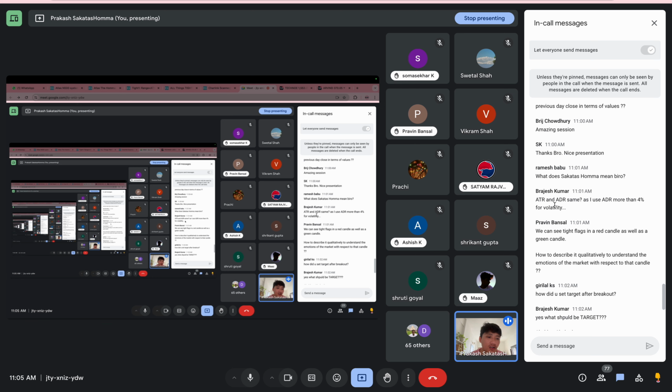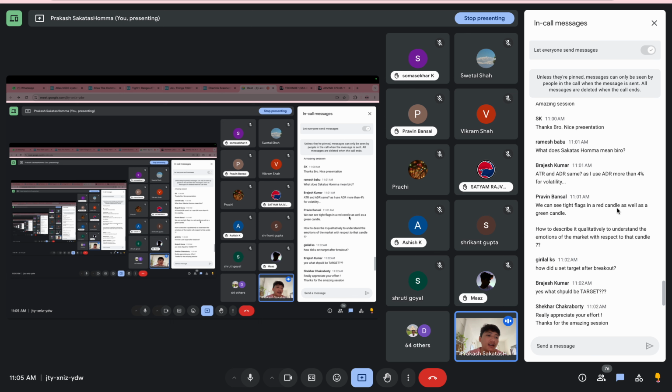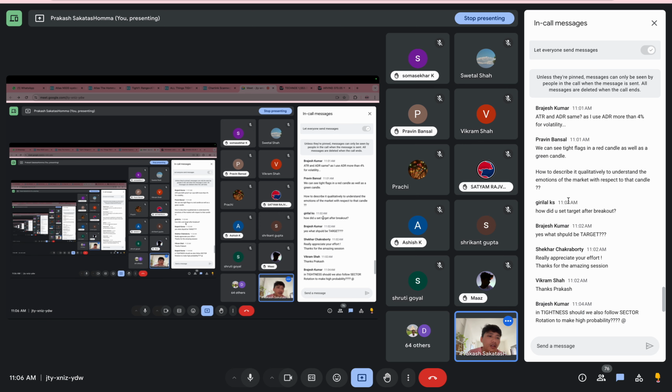ATR and ADR are not the same. ATR is average true range, which takes care of any gap movements, but ADR will only give you the daily range. So that's the difference. We can see tight flags in a red candle as well as a green candle. So what is this red and green? Is this a price candle or is this a volume candle? See, one day of red, a small red of like 1-2%, doesn't make any difference at all. Stocks don't move every day. You have to understand that.